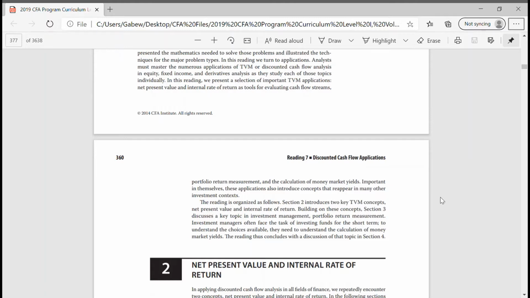The reading is organized as follows. Section 2 introduces the key TVM concepts, net present value and internal rate of return. Building on these concepts, Section 3 discusses a key topic in investment management, portfolio return measurement. Investment managers often face the task of investing funds for the short term. To understand the choices available, they need to understand the calculation of money market yields. The reading thus concludes with a discussion of this topic in Section 4.